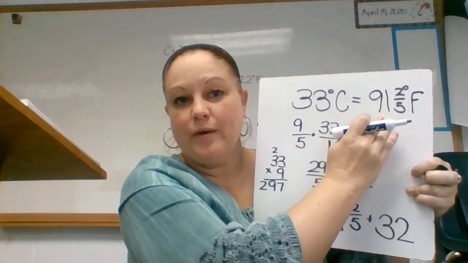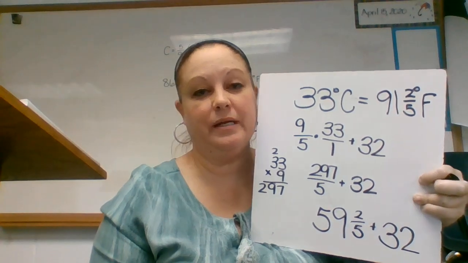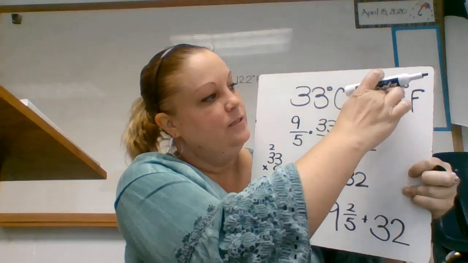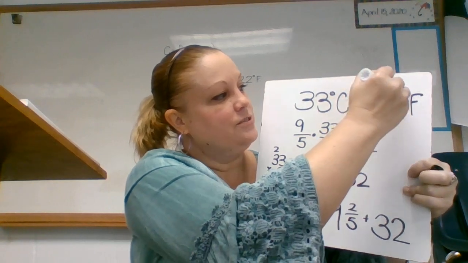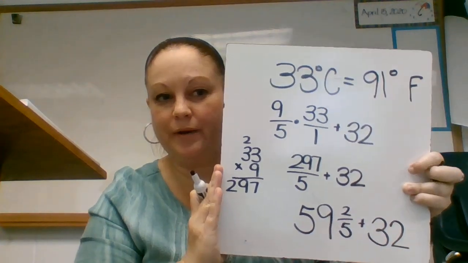Okay, and we can have a mixed number in our temperature. Now, if they ask us to round this to the nearest whole temperature, is it going to be 91 or 92? 2, that's not half of 5. So if we are asked to round to the nearest whole degree, we could put 91 degrees Fahrenheit.